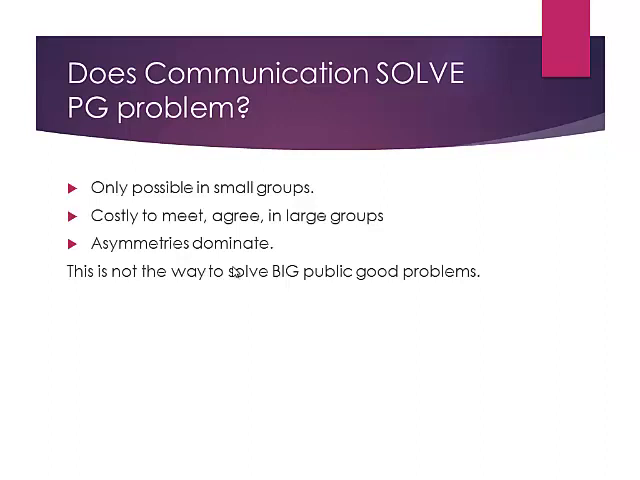So can we all communicate? So you have a town meeting, so it becomes difficult, and then everybody has something else to say. So it's very hard to come to agreement. So when you have large groups, then it's costly to meet, it's costly to agree, and there are lots of asymmetries. So communication is not going to be the solution to the public good problem, even though in small groups it can be a very powerful solution.